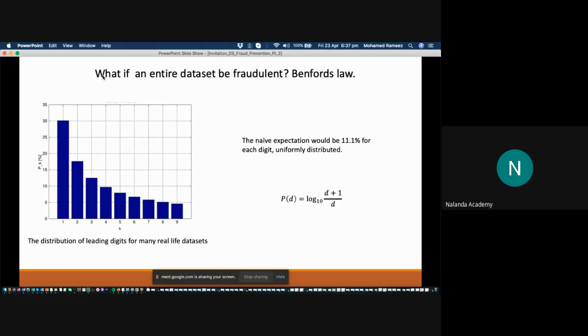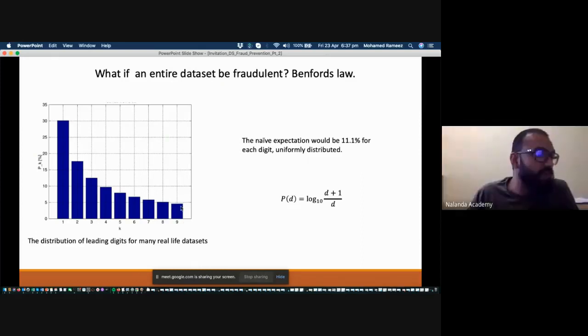And this is a situation that people come across in various real life data sets. There is a rule that applies to various real life data sets that is in contravention to naive expectation. This is known as Benford's law. Benford's law states that the distribution of the first digit of many numbers in real life data sets is like this. That is, the probability of the first digit being 1 is something like 33%, whereas the probability of the first digit being 9 is less than 5%.